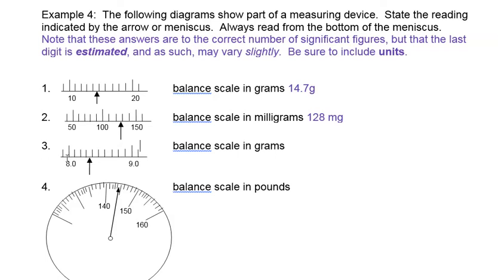Last one here. I can see my divisions are going up by 0.1 if this is 8 and this is 9, so that's 8.1, 8.2, 8.3, and we're partway to 8.4. So I would estimate that that's pretty close to halfway, so 8.35.